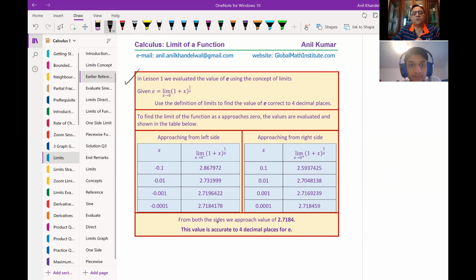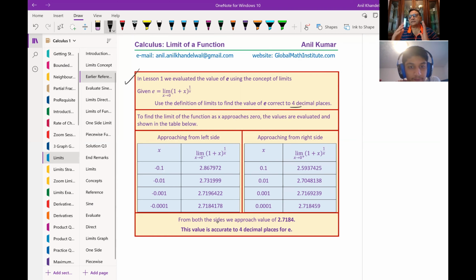So you can make a note of this assignment. Can you please read the question? Yes, sir. In lesson 1, we evaluated the value of E, Euler's number, using the concept of limits. Given E equals limit of (1 plus x) to the power of 1 over x when x approaches 0, use the definition of limits to find the value of E, correct to 4 decimal places.